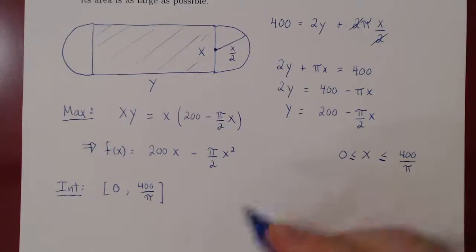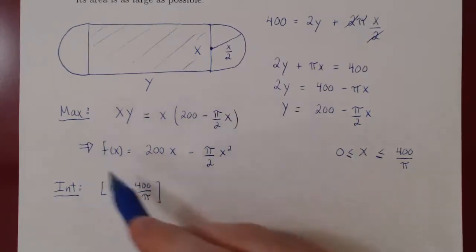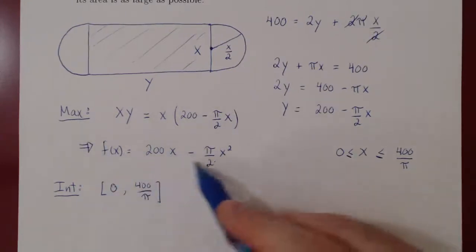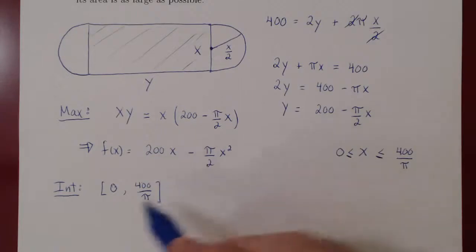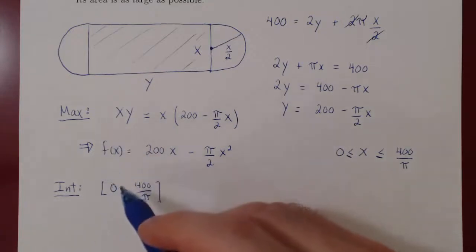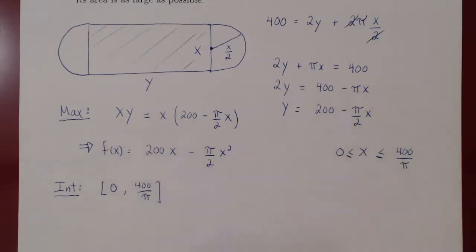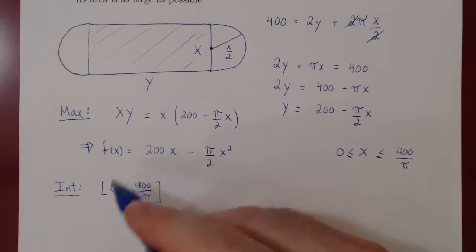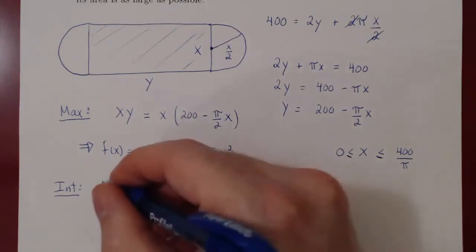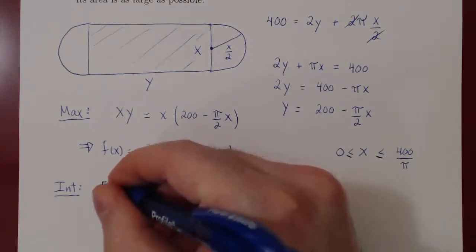And now we're good to go. We're looking to maximize a function that is a polynomial, therefore continuous everywhere, on a closed and bounded interval. So we can now evaluate the function f at the two endpoints of the interval and at the critical points inside of the interval. Let me just write this like this. This looks a bit weird.